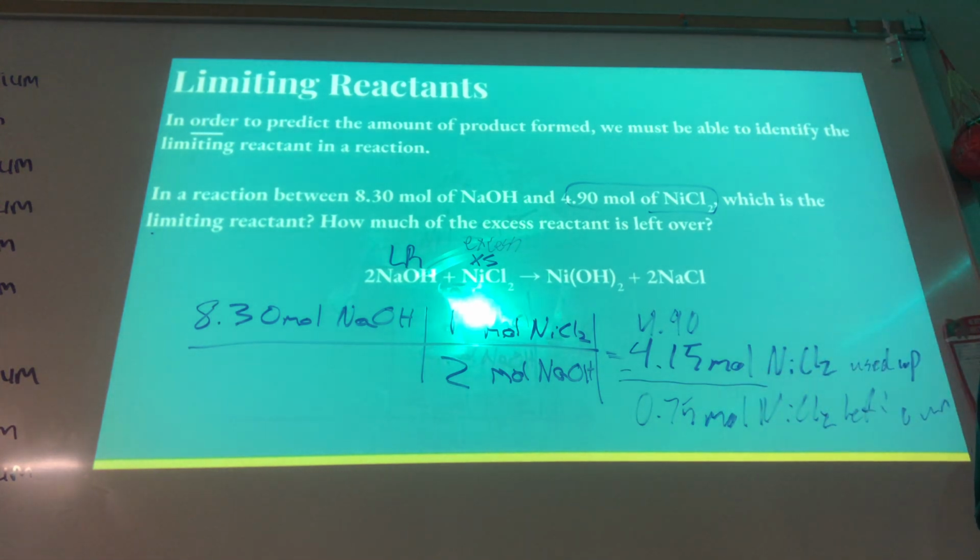But excess doesn't make sense because that means extra small. And excess means you have plenty. You're making some nickel chloride. Extra small means you have extra food left over because you didn't eat it.